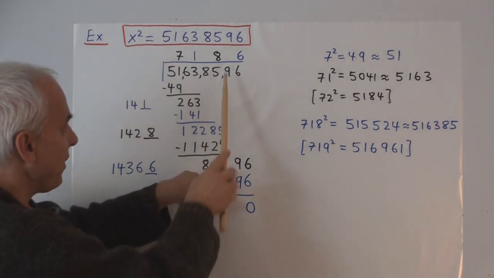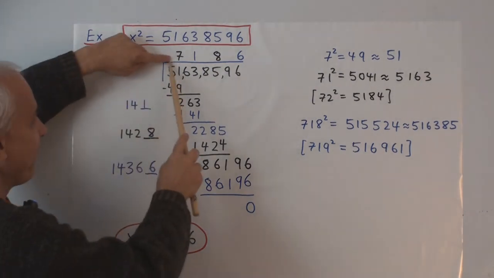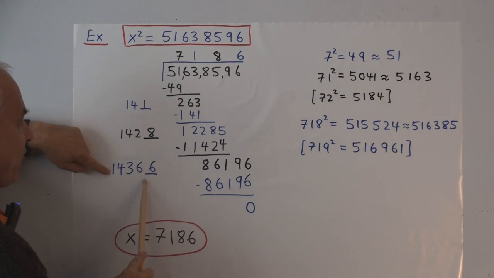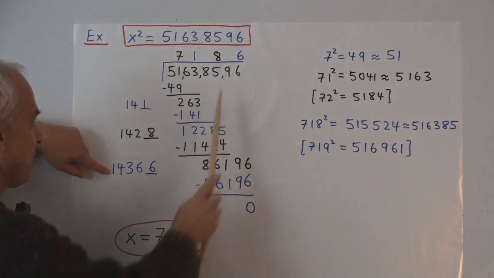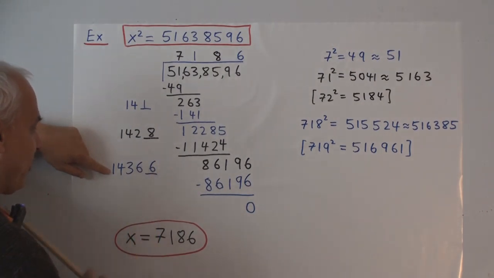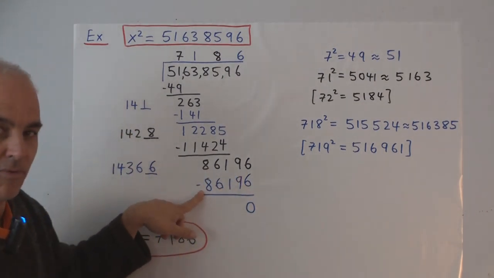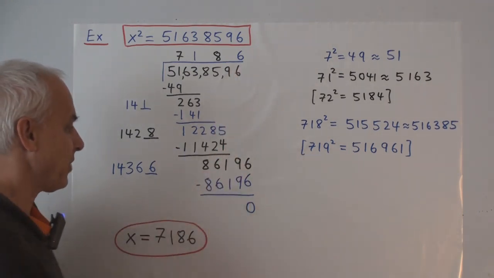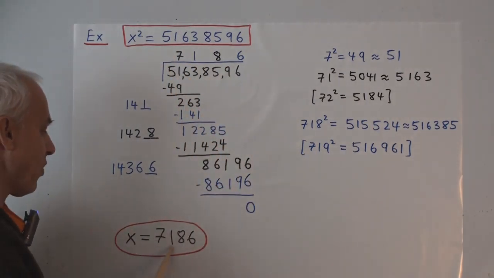And finally, we pull down the last pair of numbers, 96. Take 718, multiply it by 2 right there, and leave a space. Find a digit, 6 in this case, so that 6 times this number with a 6 there is less than or equal to our remainder. And that works out exactly, so we get 0, meaning we've got an exact square root. The answer is 7186.